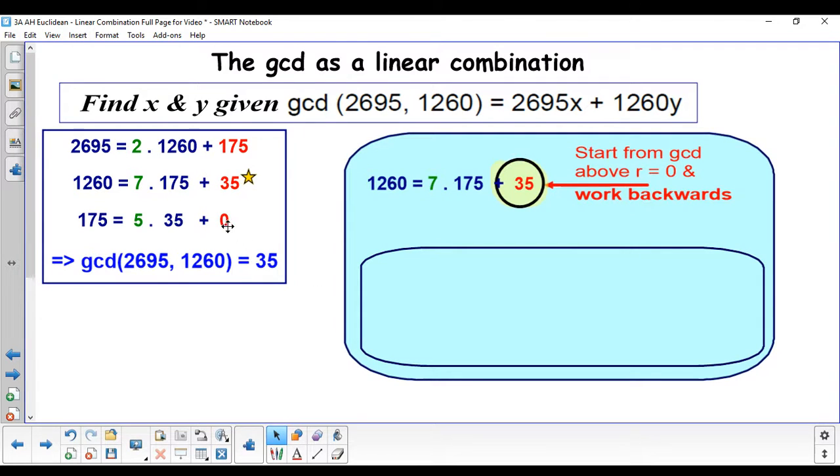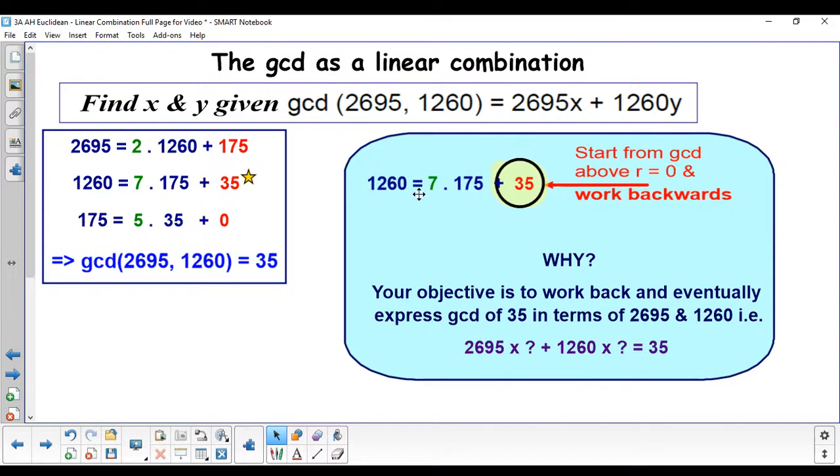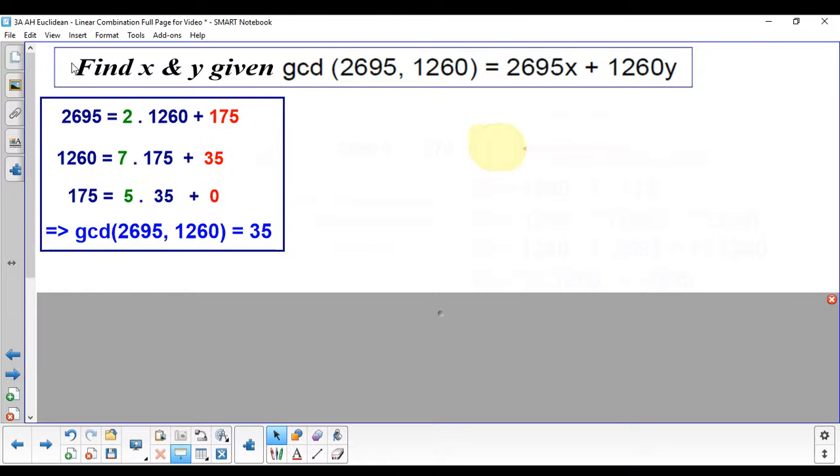But when you have the remainder is 0 and you know the greatest common divisor is 35, we're going to rearrange and use this skill and work back. Okay, so we're always going to start at the one above the 0 and think about how to rearrange this. Why? Your whole objective is to represent your 2695 and your 1260 as something to do with 35. And they're in the top line, so you have to work back up to that top line to be able to do that, okay? So this is what we have just done. So what's the next thing we're going to do?